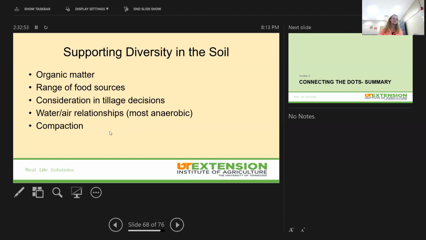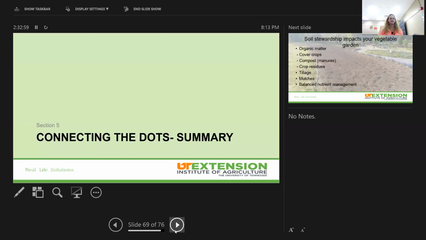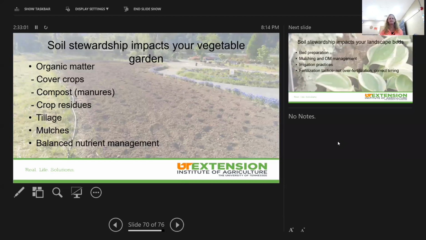And then look at the water and air relationships. We talked about that. We talked about compaction. So connecting the dots, just to summarize, what we've talked about tonight is basically good stewardship of the land. You're putting back into the land what you're taking out. I mean, we're feeding ourselves, we're feeding the soil. And so that ecosystem gets balanced. And that's what you want in your garden.